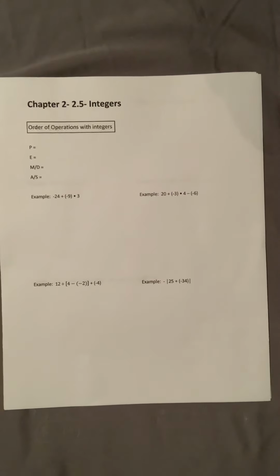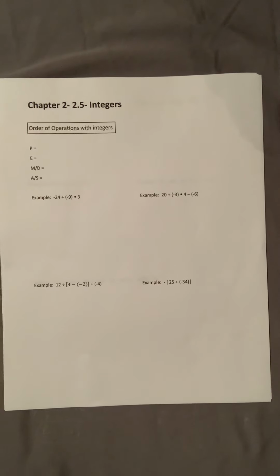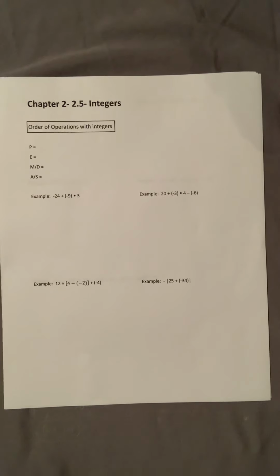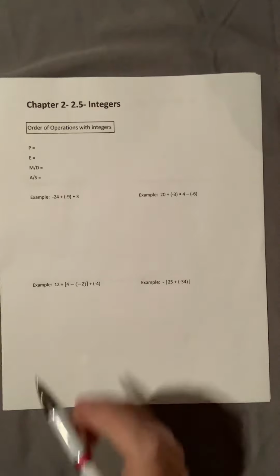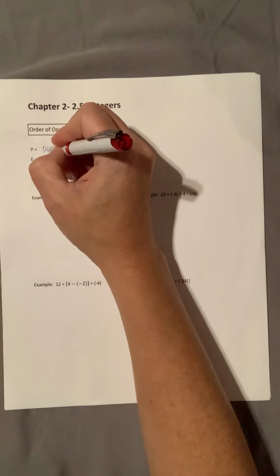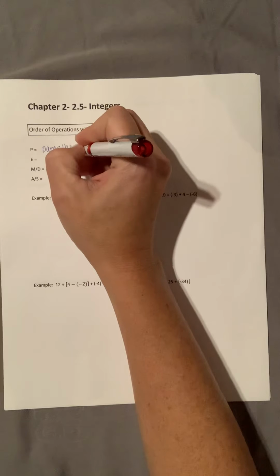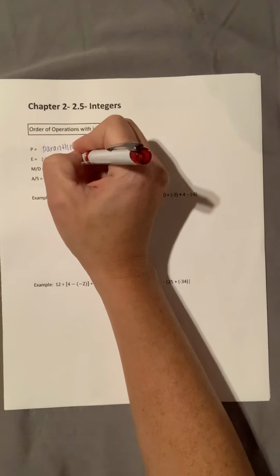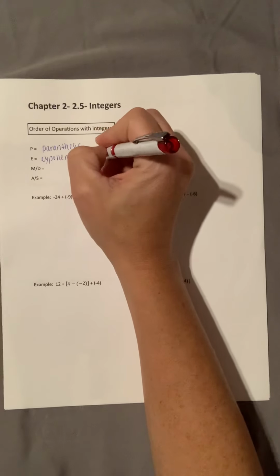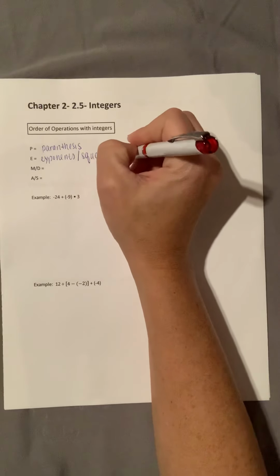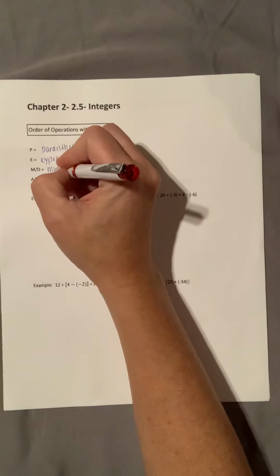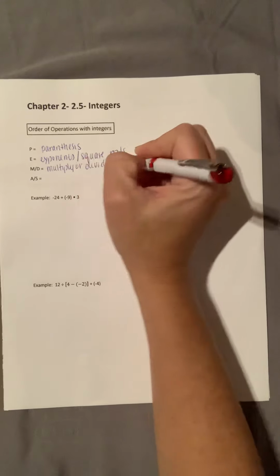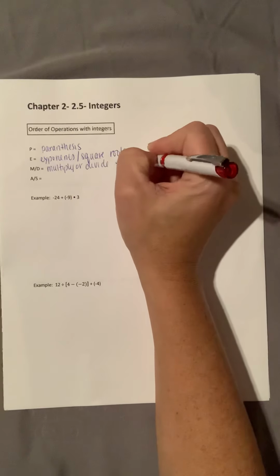Okay, the last section of chapter 2 is how to solve math problems using order of operations. We learned order of operations in chapter 1, so just as a quick review, the P means parentheses, the E means exponents or square roots, M and D is multiply or divide, and the key is whichever comes first in the problem.